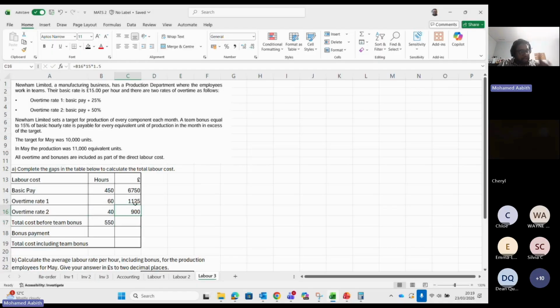Let's prove it, shall we? Let's look at that basic pay here. Basic pay is £15. So what is the overtime 1 rate in that case? Here that's going to be equal to that times 1.25. So it's going to be £18.75.